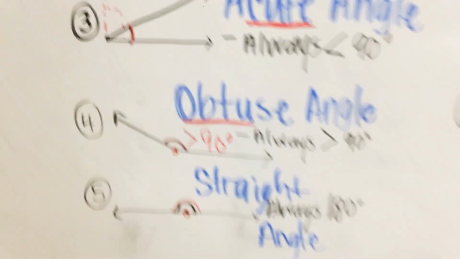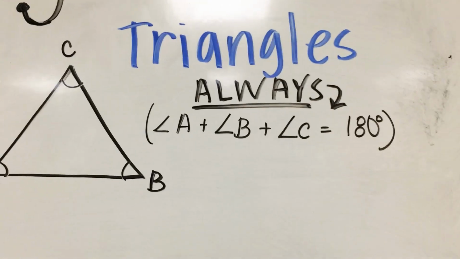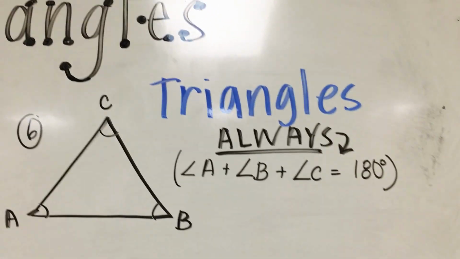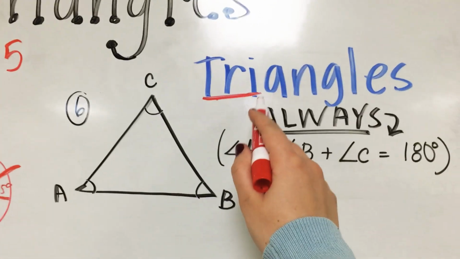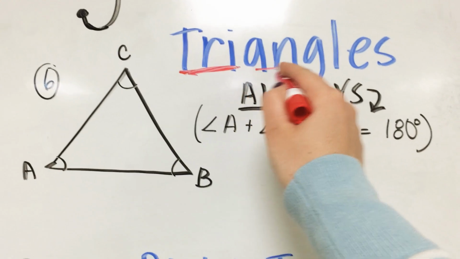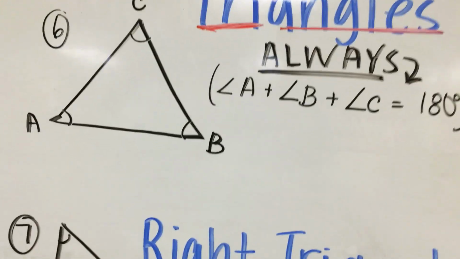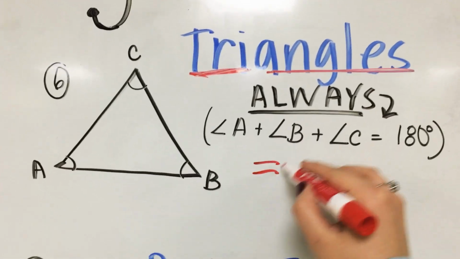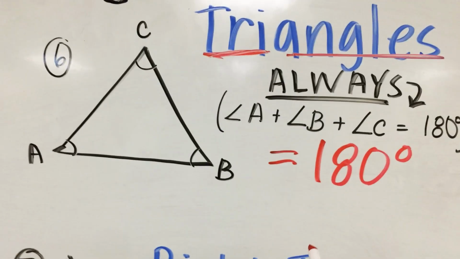Now let's move on to triangles. They're pretty similar, okay? But we do need to talk about them. Now the important thing that you must know about triangles, okay? First of all, tri means three, okay? So a triangle is made up of three angles, okay? Three angles. And the thing about triangles is they will always equal 180 degrees. All three angles together.